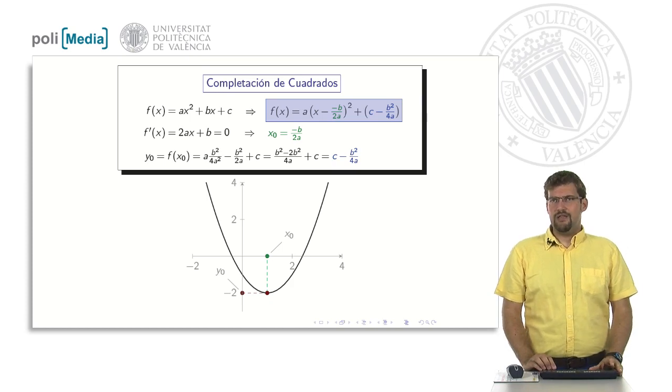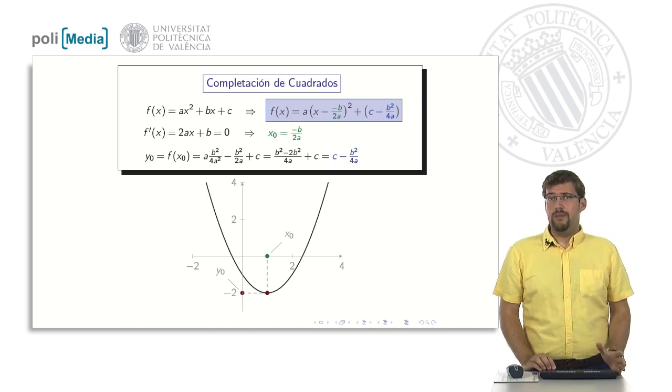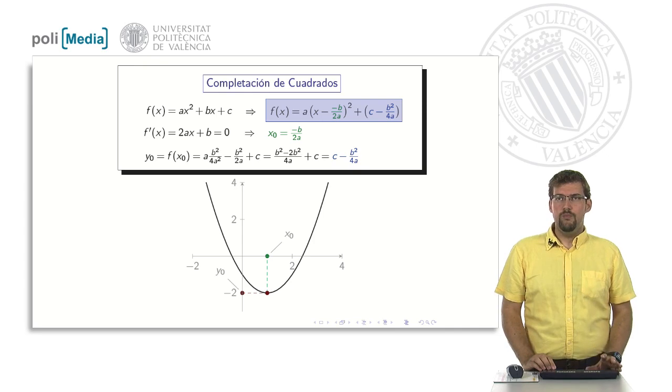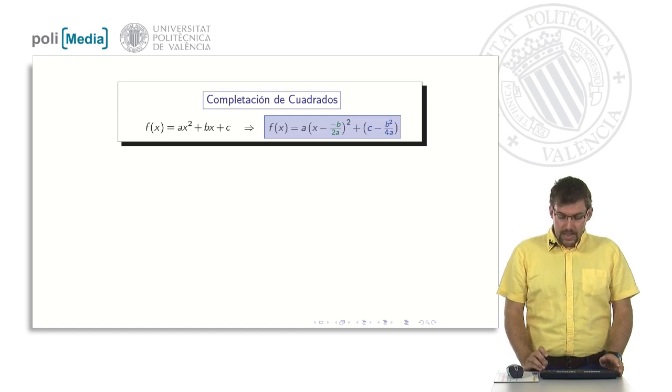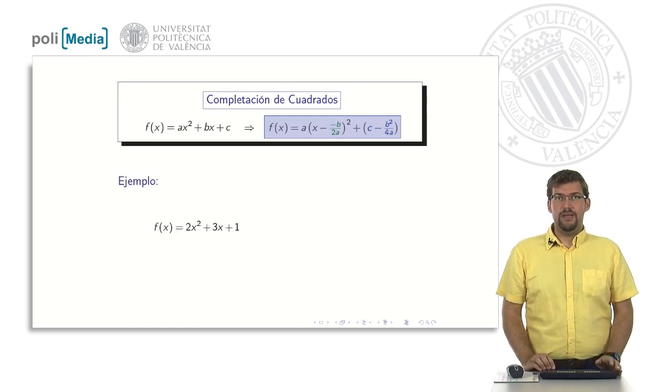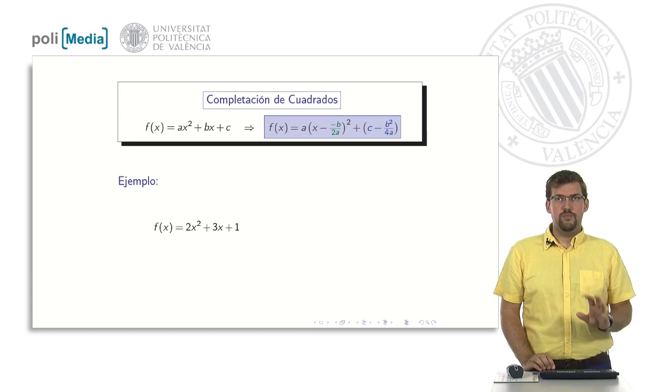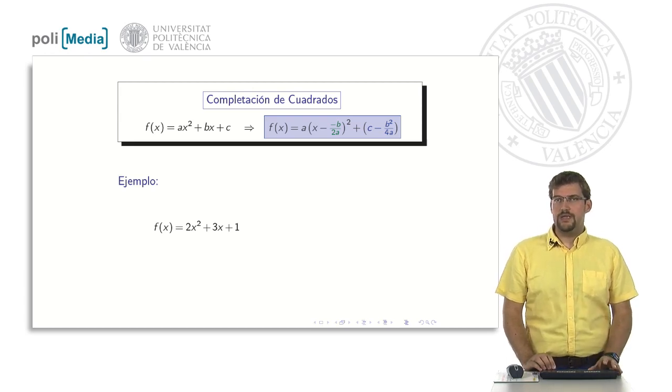Learning this formula might not be the most practical at times. So we are going to see now an example of how to use this formula and also another practical method to deduce the same expression without the need to know said formula. Let's get into it. First, we are going to see an example of the application of the formula. We take a polynomial f(x) = 2x² + 3x + 1.